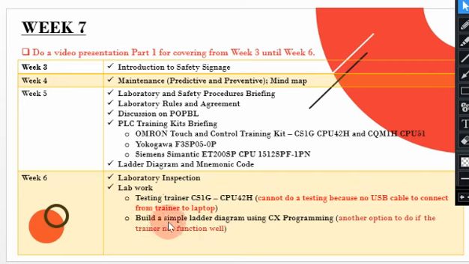In the lab work, we have two trainers, but with both trainers we cannot do testing because there is no USB cable to connect from the trainer to the laptop. So what we do is we only build a simple ladder diagram using CX-Programmer. So this is the other option that we do while we cannot do the testing.